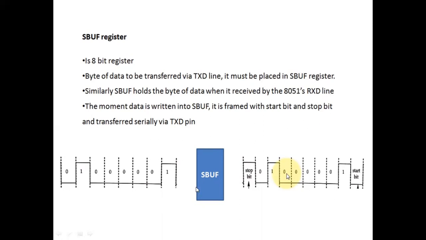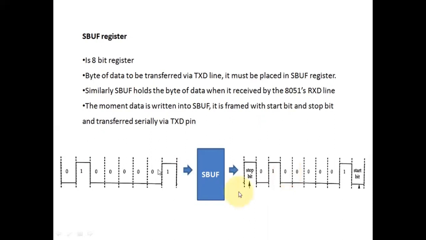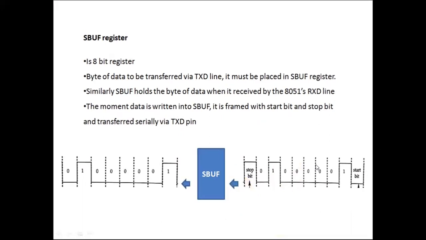So here, if you see, from the outside world, through the SBUF you are transmitting, the data will be framed with a start bit and a stop bit. SBUF will transmit the data. During the receiving, the data will be coming with a start bit and stop bit. It will remove the start bit and stop bit, and the 8 bits of data will be taken by the microcontroller.